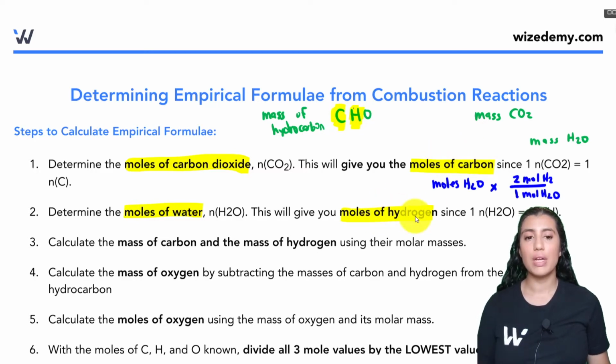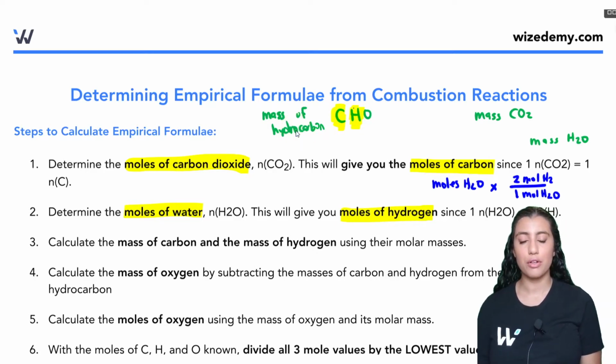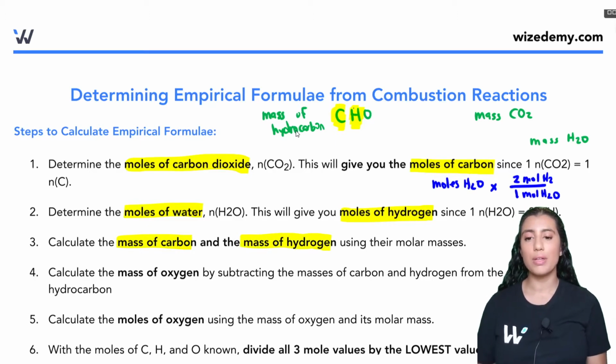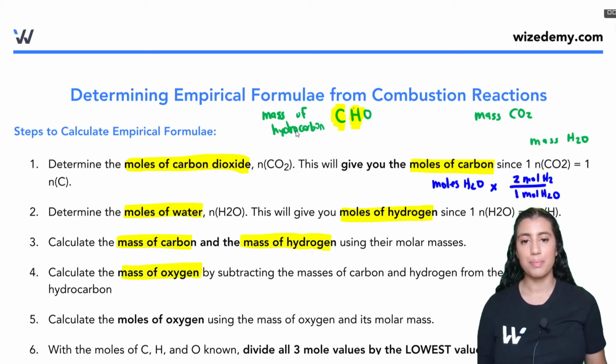So what we'd actually do now is figure out what mass of carbon is there based on the moles, what mass of hydrogen is there based on the moles, and subtract those masses from the mass of the hydrocarbon to figure out the mass of oxygen. Okay, so we first figured out the mass of carbon and mass of hydrogen, and we do that only to figure out the mass of oxygen.